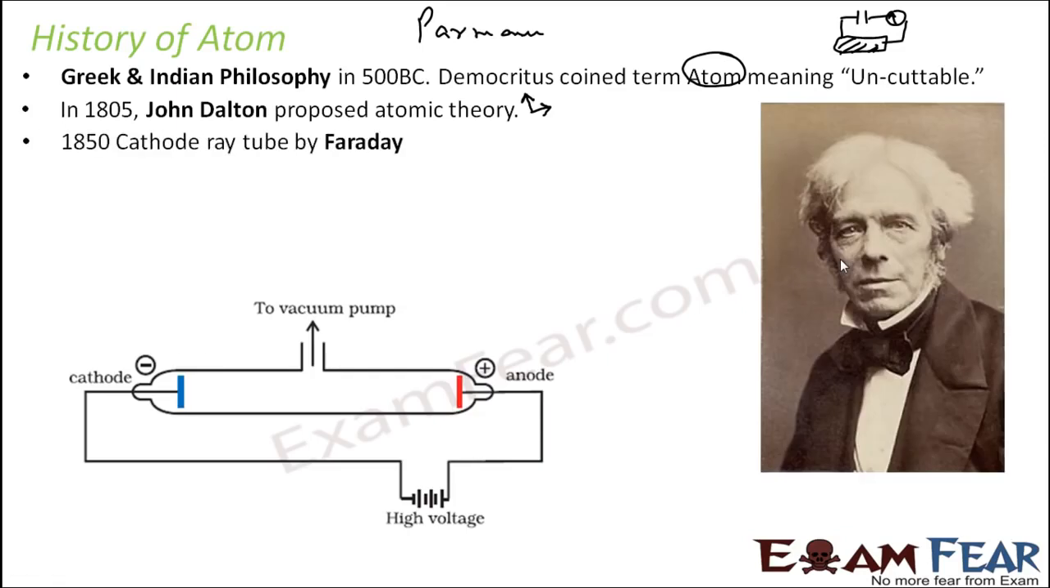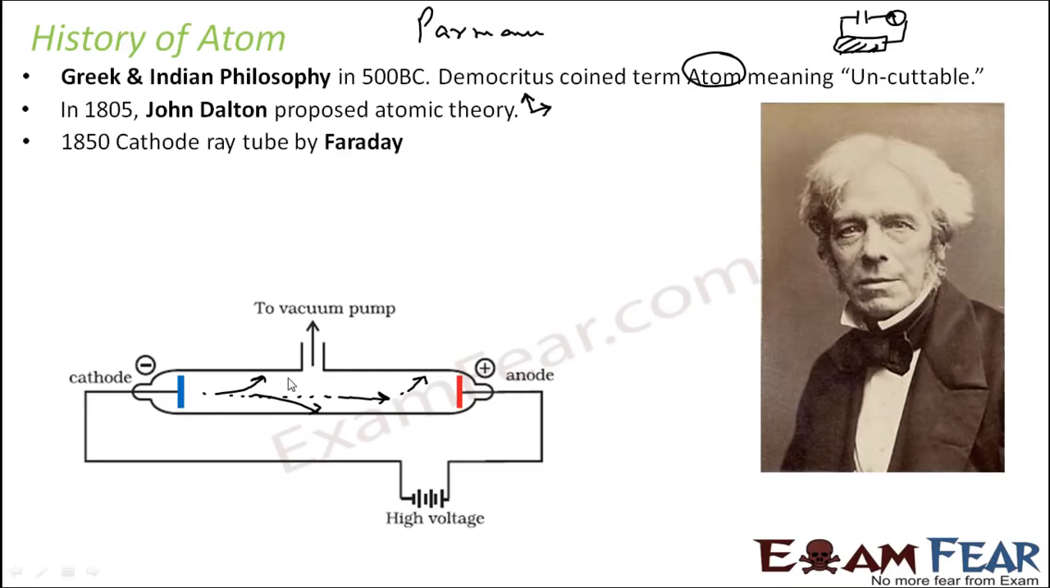Then in 1850, the cathode ray tube was invented by Faraday. This cathode ray tube consists of negatively charged particles, and in the absence of any electric or magnetic field, they travel in a straight line. But in the presence of an electric or magnetic field, the path deviates. So there are two observations. In the absence of an electric or magnetic field, the path is straight, but in the presence of an electric or magnetic field, the path deviates like this, or it may deviate like this also, depending on the polarity of the field.